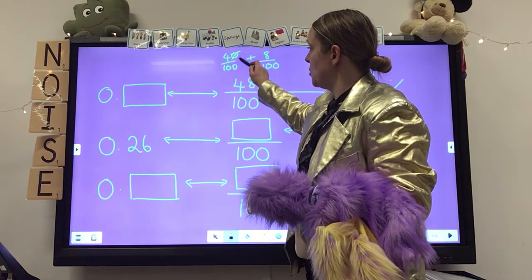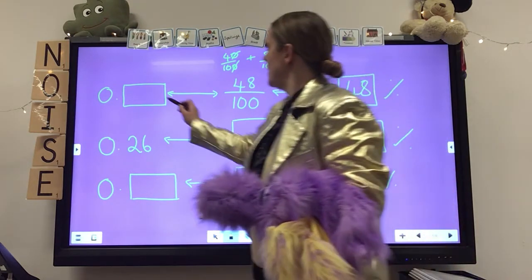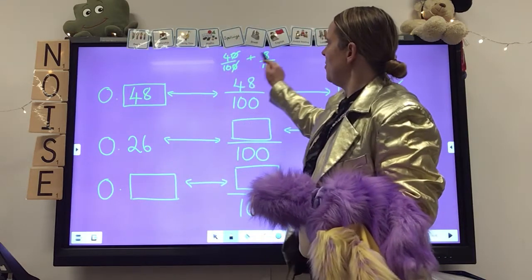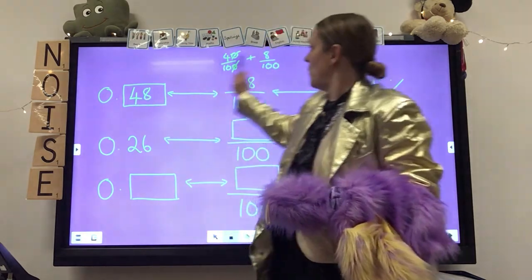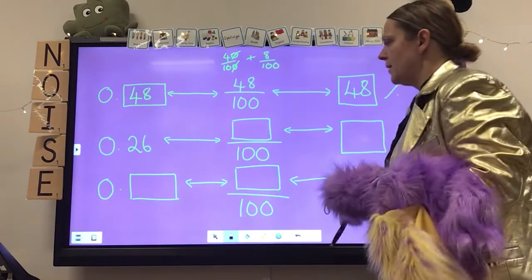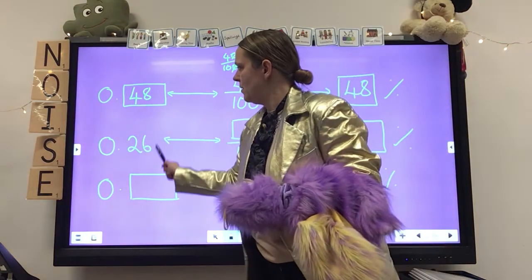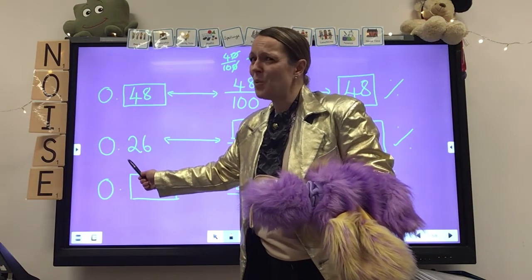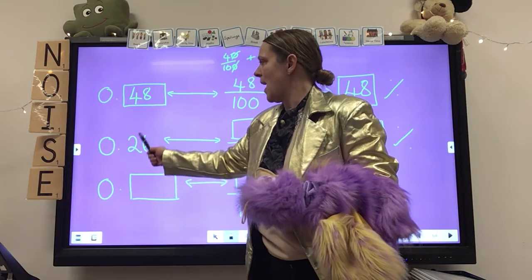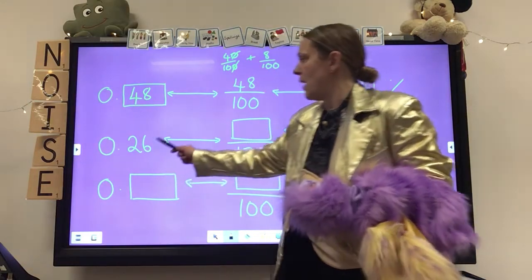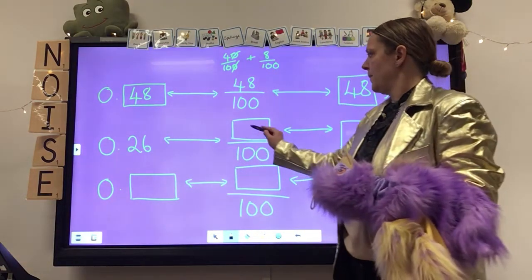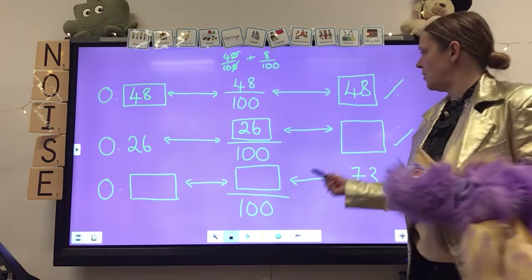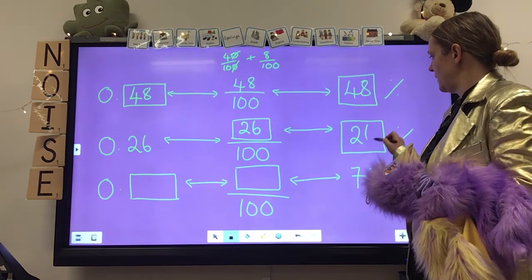If I divide top and bottom by 10, I get 4/10, so therefore my decimal must be 0.48 because I've got 4/10 and 8 hundredths. Can you see that? Okay, so let's have a look at this. 0.26, I've got 2/10, but we know that's the same as saying 20 hundredths, and I have 6 hundredths, so I have 26 hundredths, so 26 over 100, and because percent is out of 100, I've got 26%, okay?